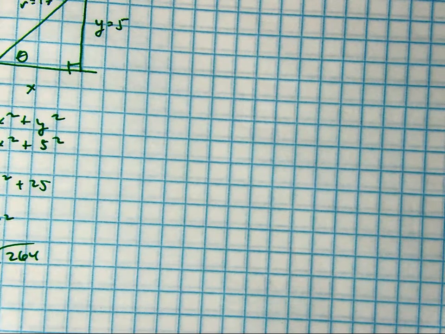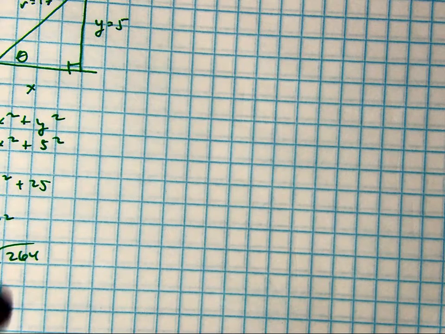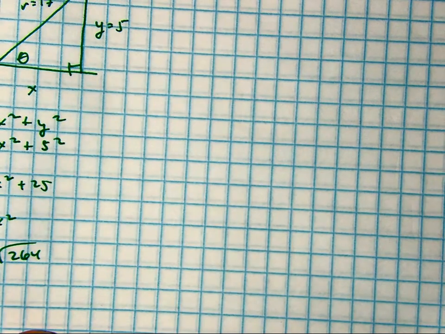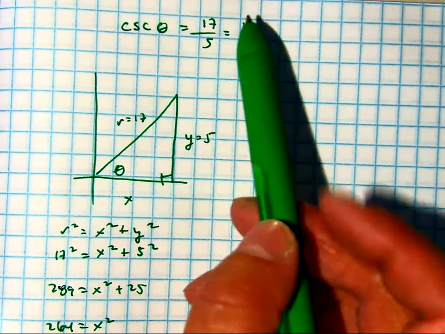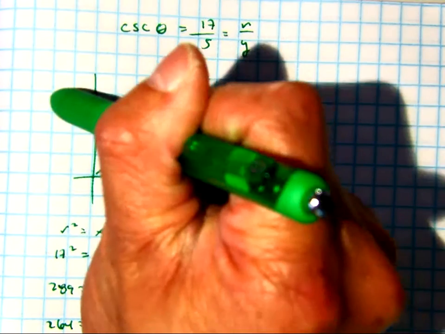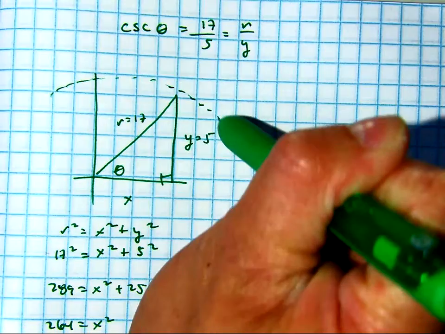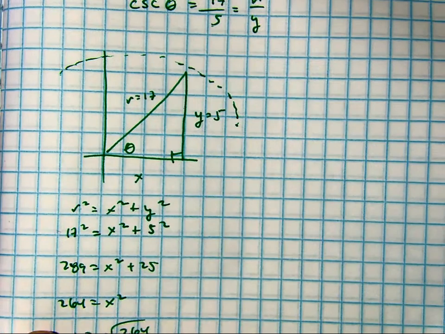Theta equals 17 over 5. Cosecant is r over y. Is that correct? Yes? So my radius is 17. Remember, this is the direction we're going in. Basically, you're going to eventually form a circle. And my y value is 5. I use the Pythagorean theorem.